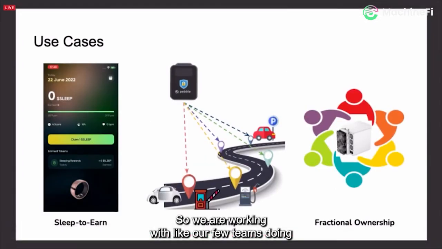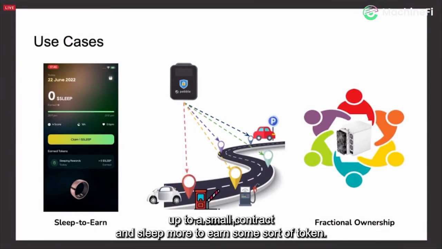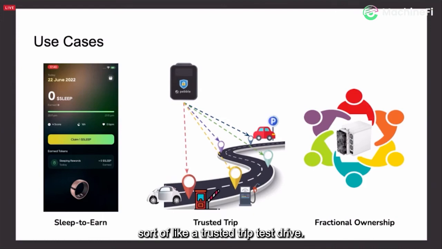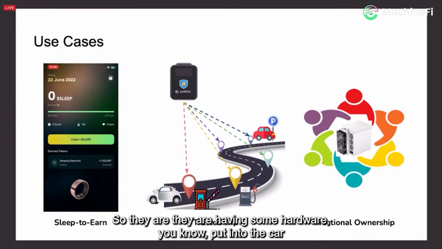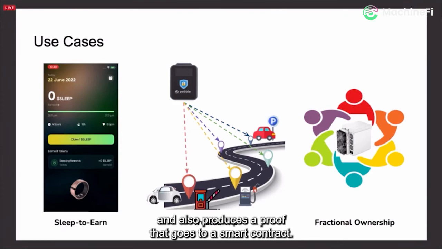So we are working with a few teams doing some very pioneering stuff. Actually, one is called sleep to earn. You can hook up your wearables all the way up to a smart contract and sleep more to earn some sort of token. And we're working with Mobi to do a trusted trip test drive. They have some hardware put into the car and let people drive around, and all the data gets compressed, validated, and produces a proof that goes to a smart contract. And finally, some sort of fractional ownership.